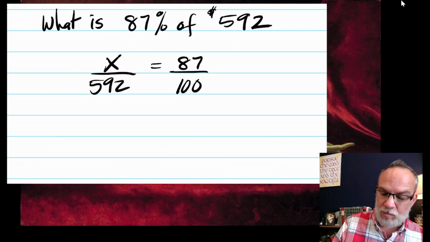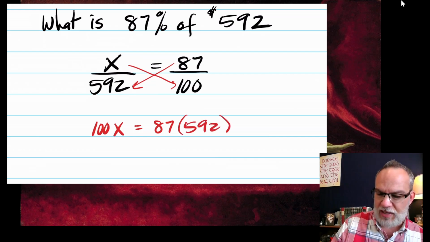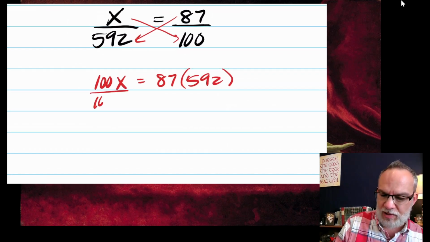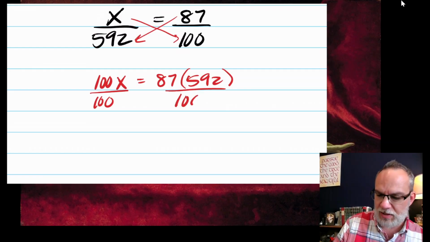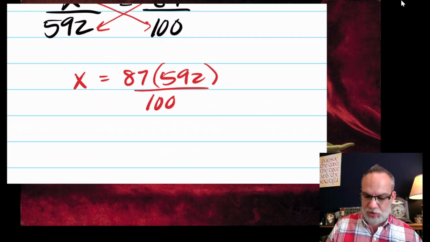I solved this by setting the cross products equal. Actually, I'll show you the shortcut in a second. So 100 times x is equal to 87 times 592. And now if I divide both sides by 100, I get this answer. And I'm going to do a little iPad trick. I'm just going to dump that.